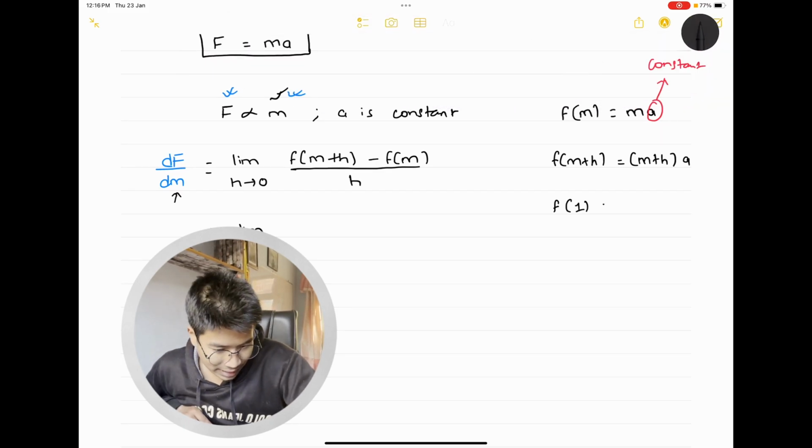Okay, why is that the case, you ask? Then let's do it like this. If I do f of 1, then that is basically 1 times whatever the acceleration is.